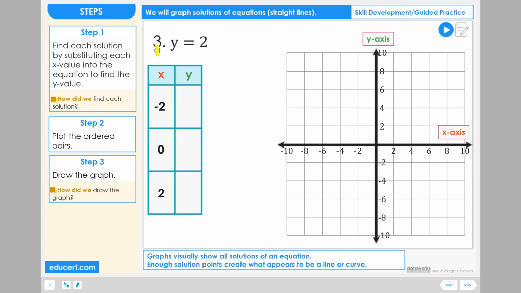Equation number 3, y equals positive 2. Now in this equation, you don't see a variable of x. And so what we're going to do is rewrite this equation so that we do see a variable x. Step 1. Find each solution by substituting each x value into the equation to find the y value.